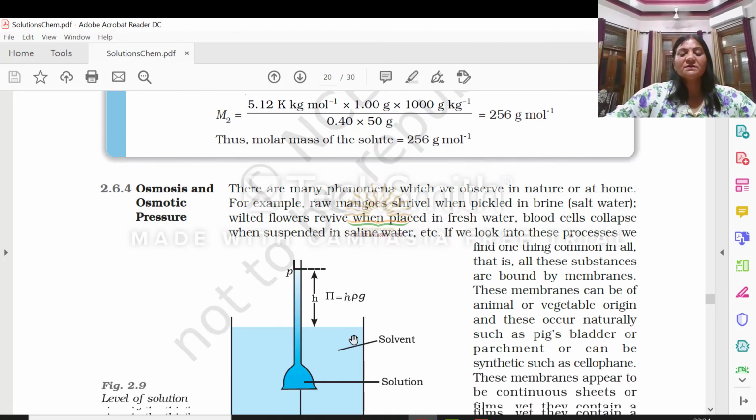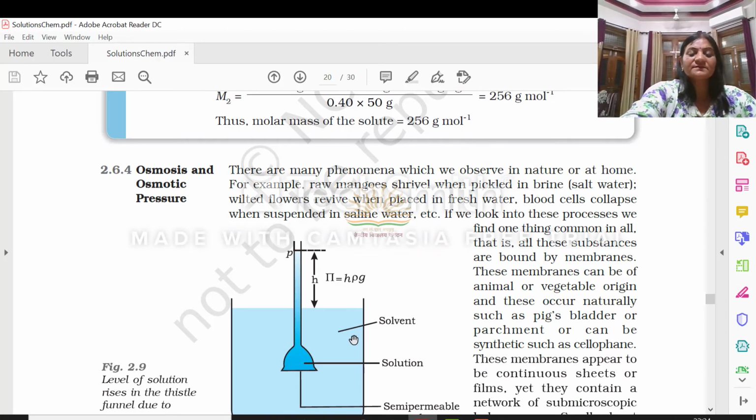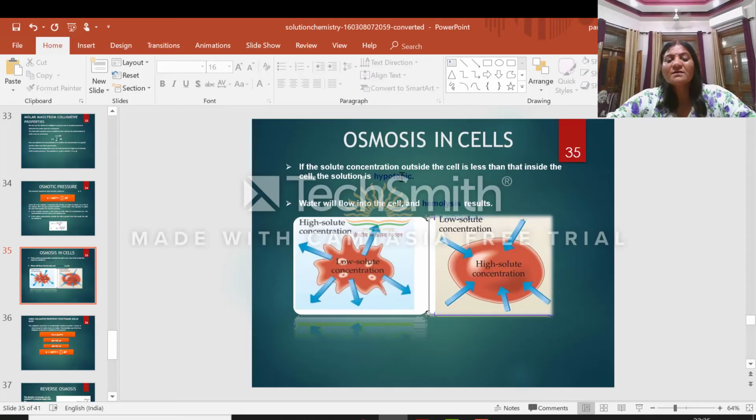Now the osmotic pressure. Now I am switching over to these slides. Osmosis. When we separate the two solutions by SPM, semi-permeable membrane, then there is flow of the solvent particles from lower concentration to the higher concentration. And this is high solute concentration and lower solvent concentration. Here low solute concentration, higher solvent concentration.